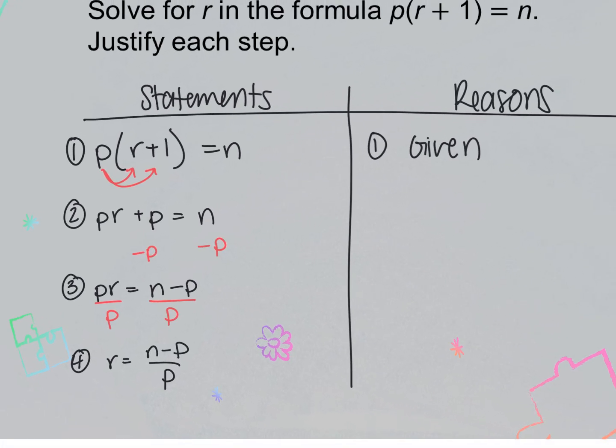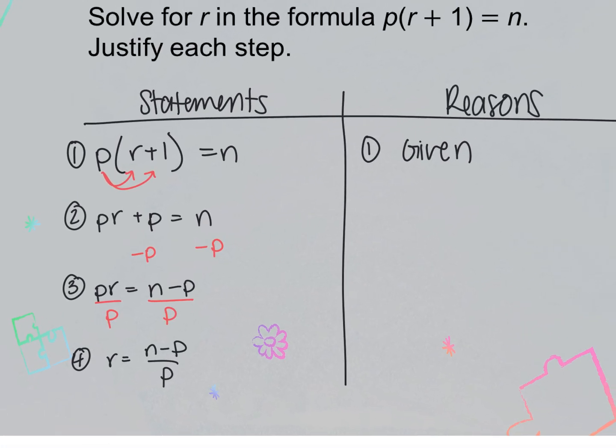Okay. Showing my work should definitely be a lot easier now when I'm given my reasons. So reason number 2 is what? Remember, it's how am I getting from 1 to 2? It's how am I getting from 1 to 2, Gabriel? Yes, distributive property, good.